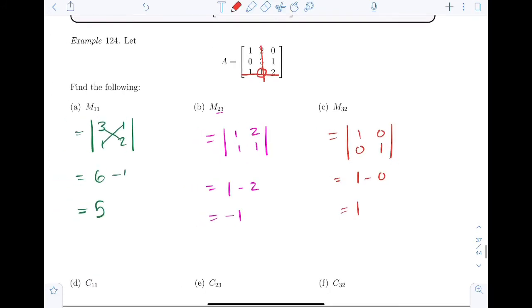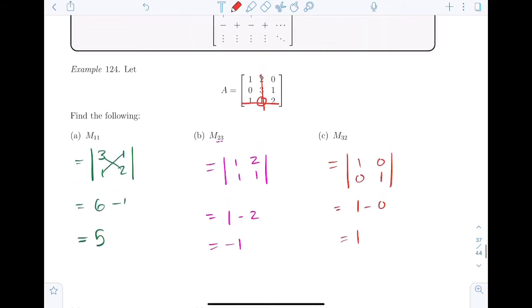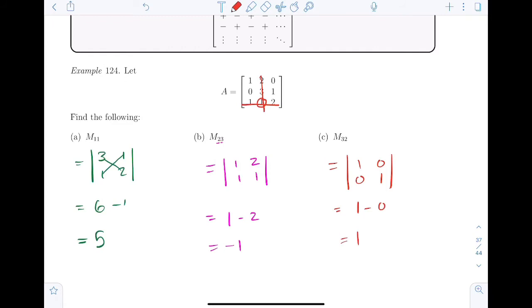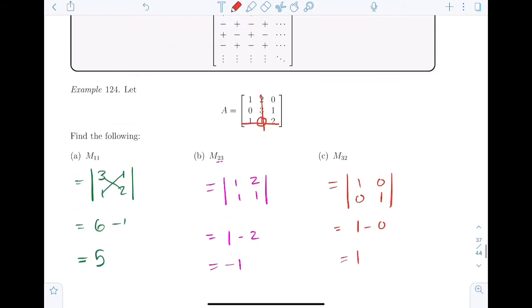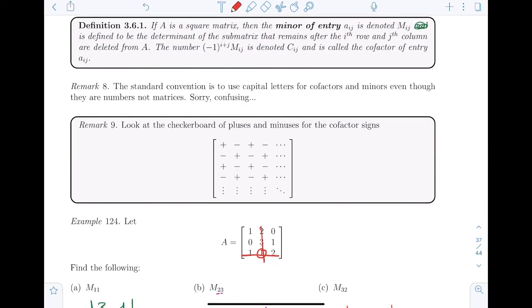Okay, so those are minors, right? And in a 3 by 3 matrix, you can compute 3 times 3, 9 different minors. So every entry has a minor. And there you go. Now, you're already thinking, well, what do I do for bigger matrices? Well, we'll get there. Now the cofactor is going to be negative 1 to the i plus j.